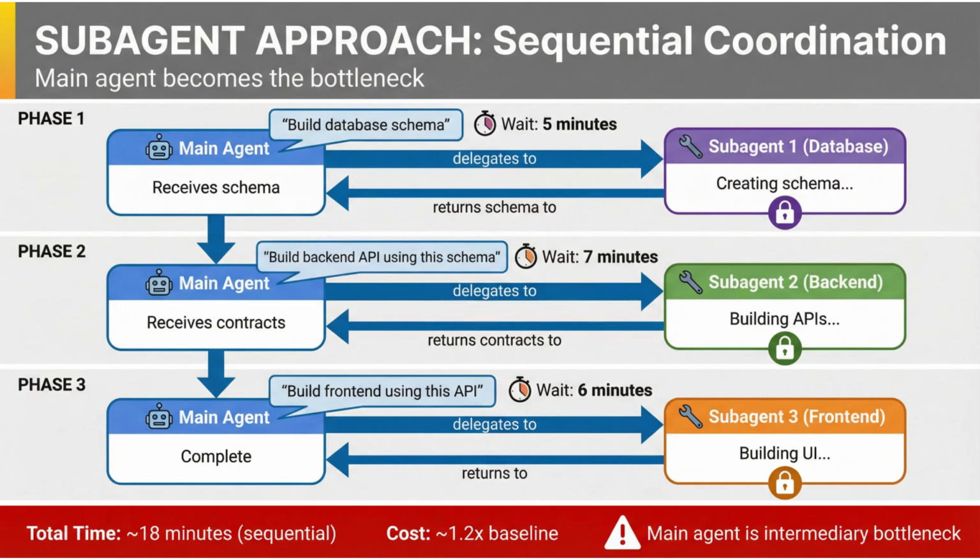With subagents, coordination flows through your main conversation sequentially. Subagent 1 builds the schema and returns it to main. Main processes and delegates to subagent 2 for backend. Backend completes and returns API contracts to main. Main delegates to subagent 3 for frontend. This works, but the backend can't start until database is done, and frontend can't start until backend is done.